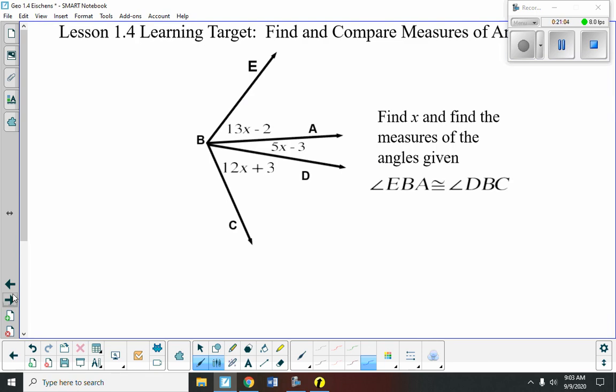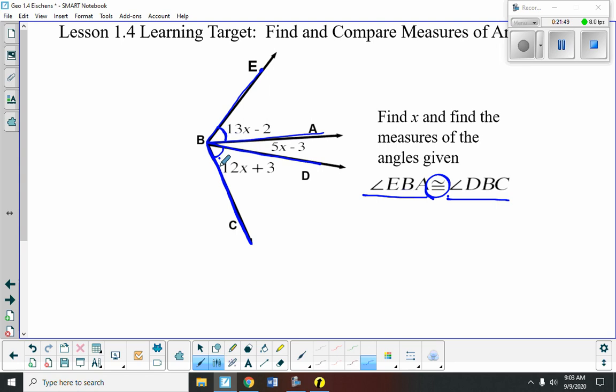All right, one more here. Find x and find the measures of the angles given that angle EBA is congruent to angle DBC. Now, remember, congruent means they have the same measures. So the first thing we have to do here to find x, because we have 3 angles where we're given some information, is identify angle EBA. From E to B to A, that's this angle. And angle DBC, that's this angle. When they're congruent, I'm going to put one little tick mark for each of them. That tells me that they're the same size.